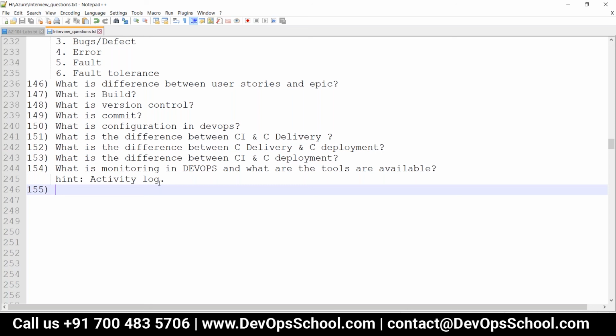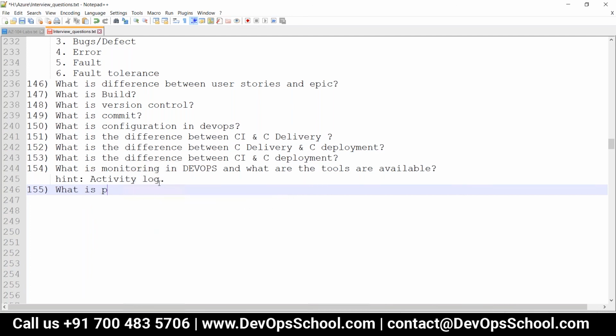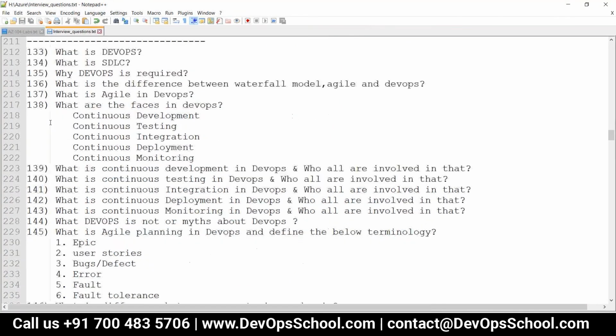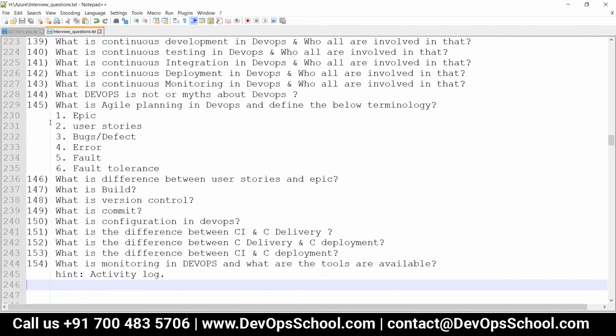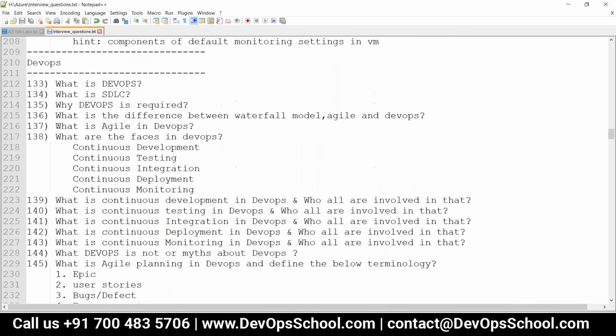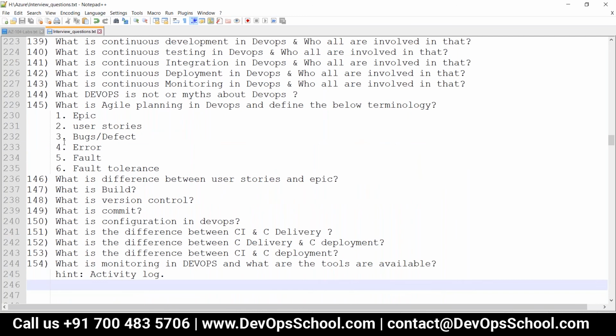Now, what is project planning? Or leave it, I will explain it to you later. Don't write this down. So till now 154, right? In DevOps, how many questions till now? Scroll up. I think more than 20 questions, 21, 22, yeah.